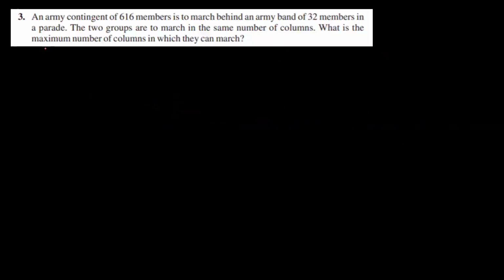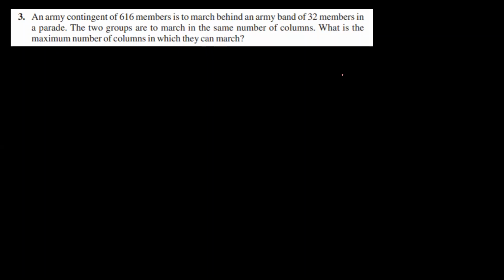Third question, an army contingent of 616 members is to march behind an army band of 32 members in a parade. The two groups are to march in the same number of columns. What is the maximum number of columns in which they can march? So we are going to find the HCF.